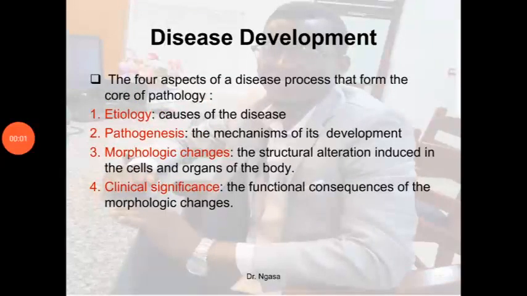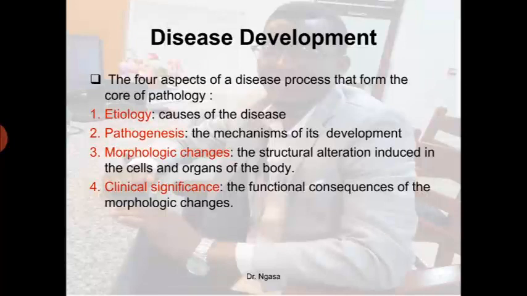Okay, another objective we have is on disease development. There are 4 aspects of a disease process that form the core of pathology. And these aspects are etiology, where under etiology we look at the cause of the disease. Also there is pathogenesis, where we check on the mechanism by which a disease develops.